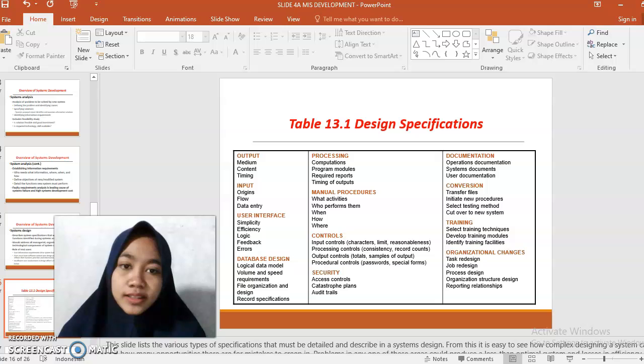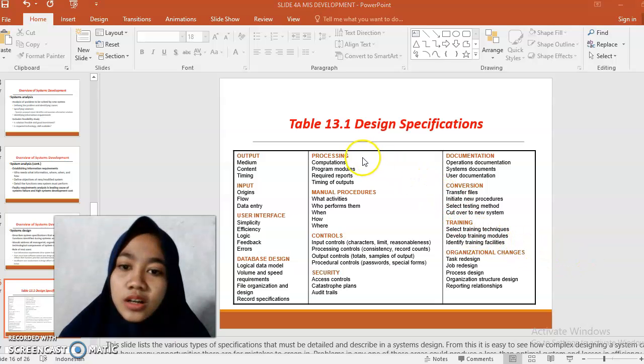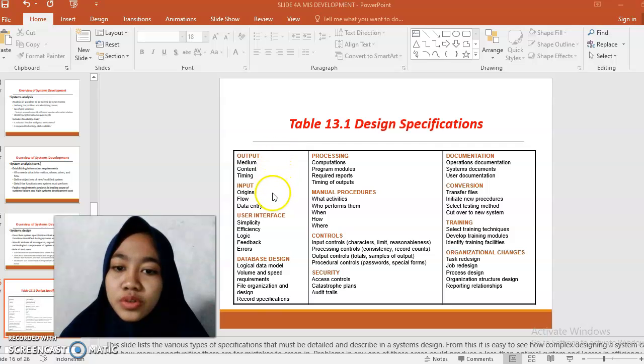The next step is design specification: output, input, user interface, database design, processing, manual procedures, controls, security, documentation, conversion, training, and organizational change.